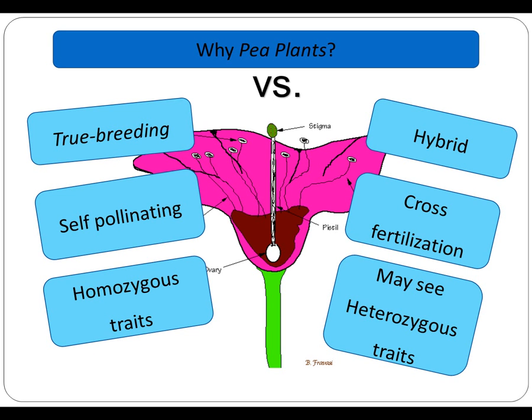So true breeding plants are self-pollinating and continue to see that homozygous trait consistently expressed. If we begin to cross-pollinate or cross-fertilize, you can begin to see some of the recessive or homozygous vigor and expression, some variation in the offspring.